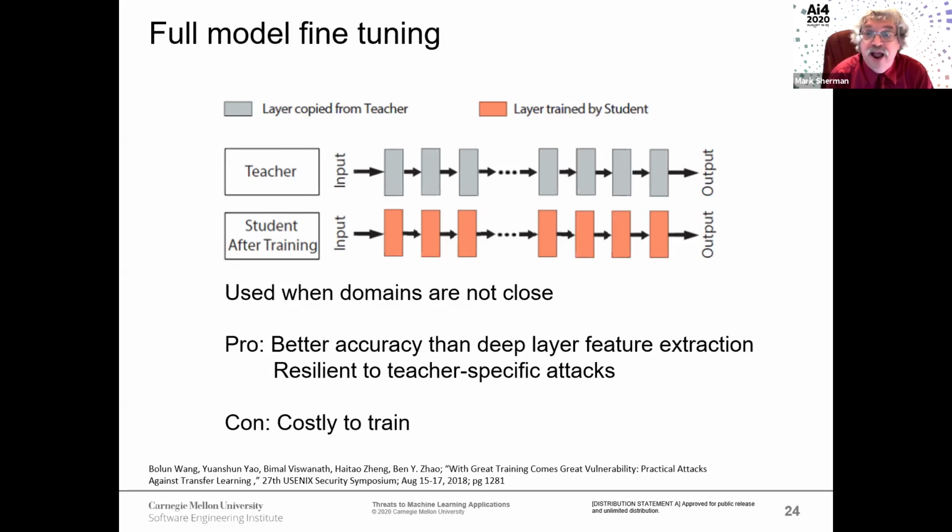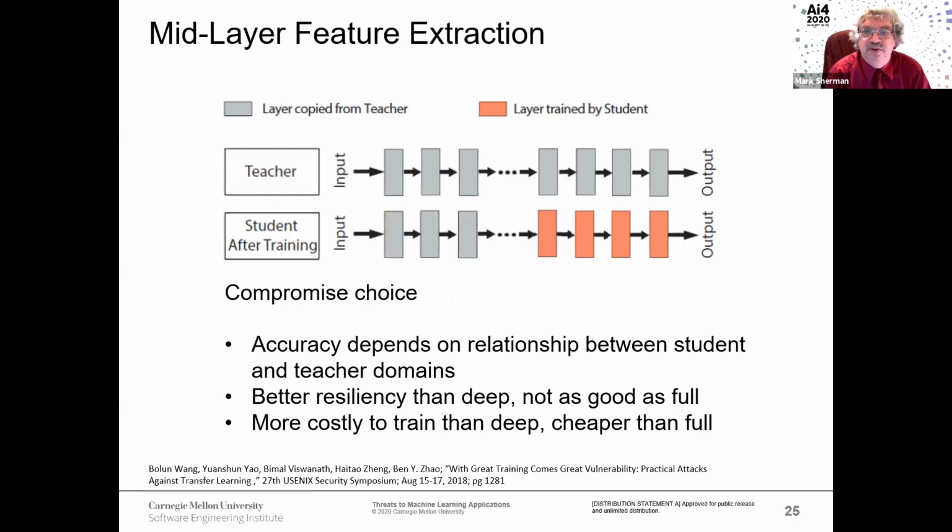You will get a better accuracy than with deep layer feature extraction for those kinds of domains when you actually have cars and trucks rather than oranges and bananas. And it's more resilient to these teacher-specific attacks because you've now tweaked all of the initial layers as well. The downside, as you might imagine, is it's very costly to train. Not as much as it costs to train the teacher to begin with, which may have had millions of samples put into it. You're going to put in thousands in order to do the retrain, but it's still much costlier than the other approach.